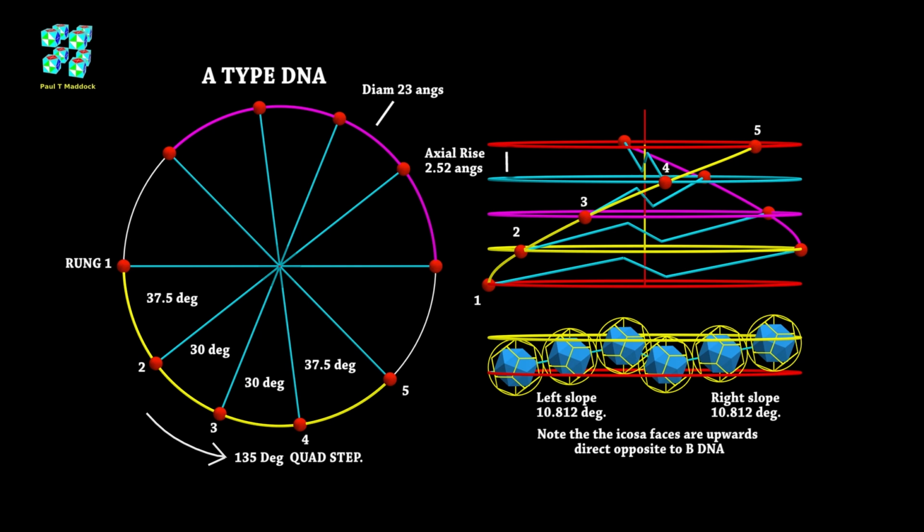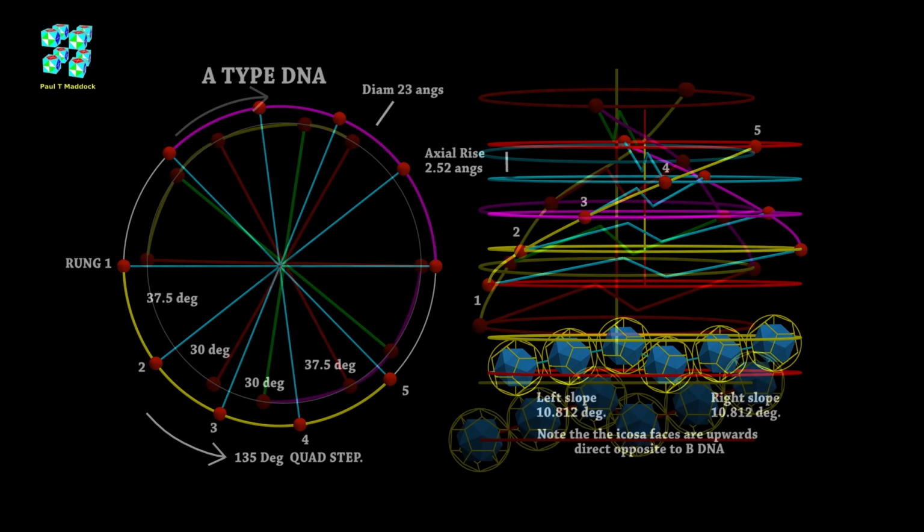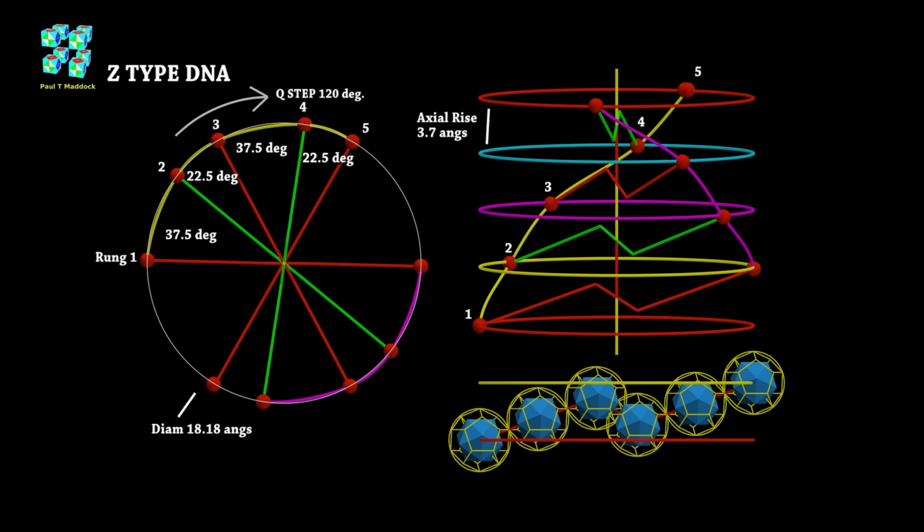Okay, now we can take a look at the Z-type DNA. Now Z-DNA is a lot different. It rotates the spiral in the opposite direction, left-hand thread. Now if you look, we have 2 rotational rung angles, 37.5 and 22.5.